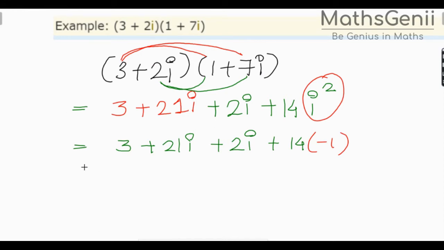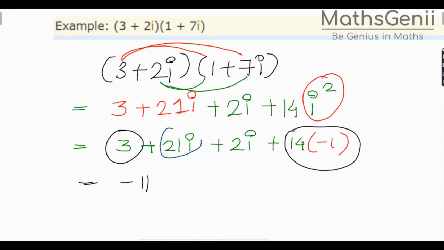Now it is very simple. Again, addition, real number with real number. So 3 is a real number. Minus 14 is a real number. 3 minus 14 is minus 11. And add imaginary number with imaginary number. 21i plus 2i gives me 21 plus 2, 23i. Understood? So we have used here the addition concept also.